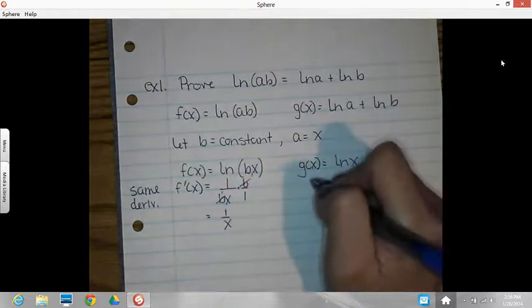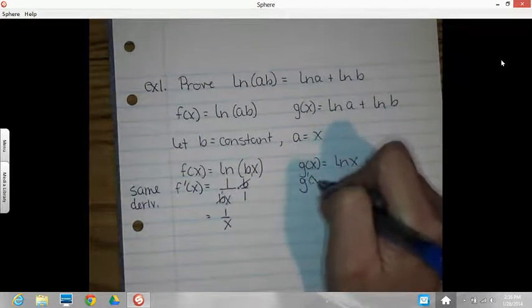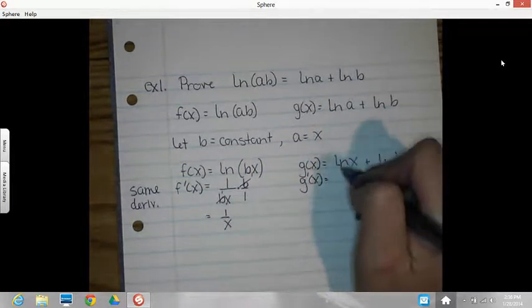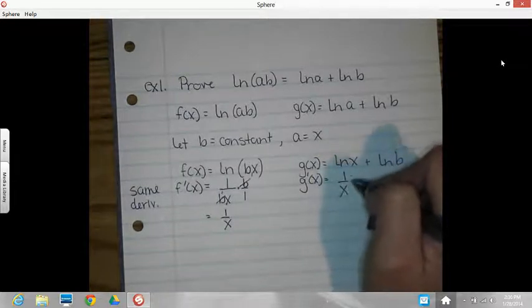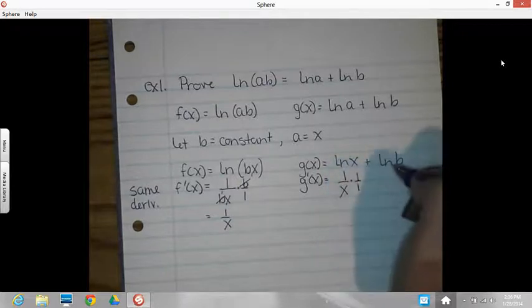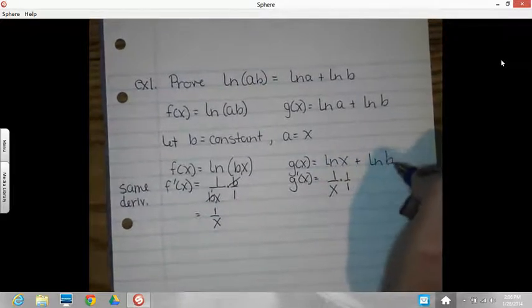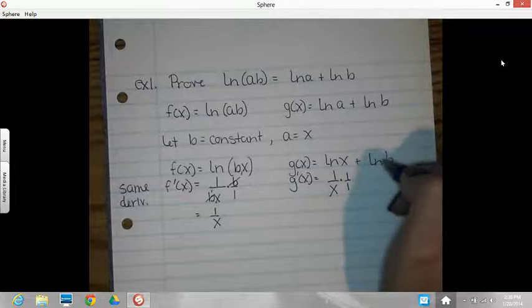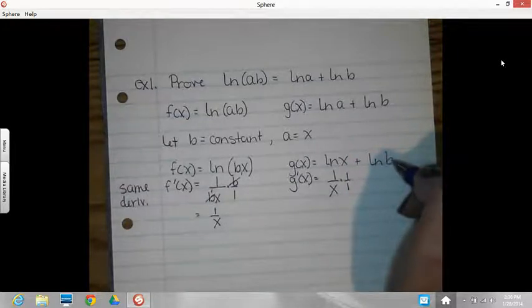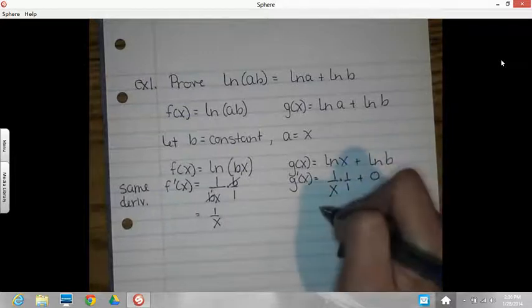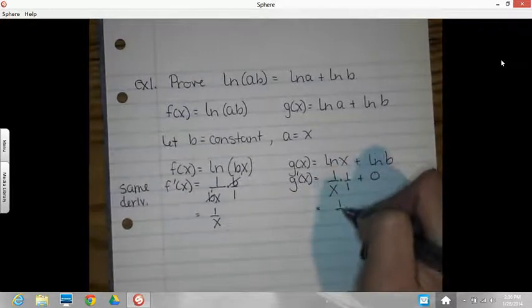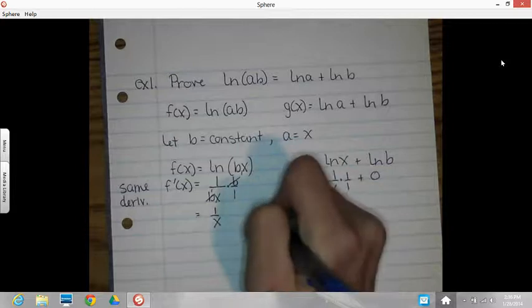Over here, derivative. Derivative of the natural log of x is 1 over x. Derivative of x is 1. This is a constant. This is like a 2. The derivative of the natural log of 2 is a number, I don't even know, 1 point something, but the derivative of a constant goes to 0. So my derivative, 1 over x. So they have the same derivative.